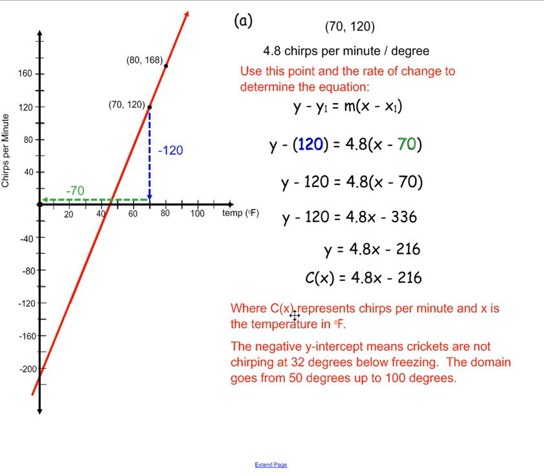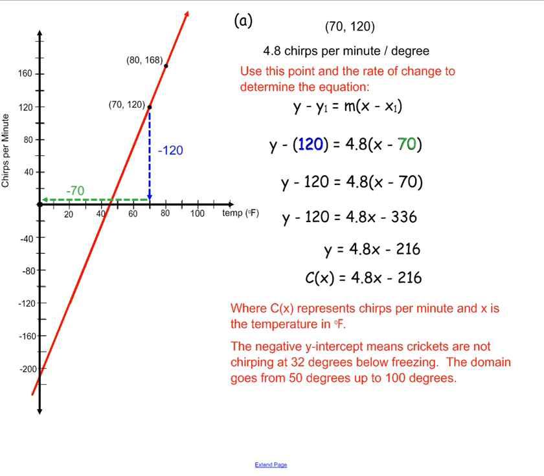So C of x represents chirps per minute. X represents temperature in degrees Fahrenheit. The negative y-intercept basically means crickets are not chirping at 32 degrees below freezing. The domain is probably going to go from 50 degrees up to 100 degrees. That's just my best guess.